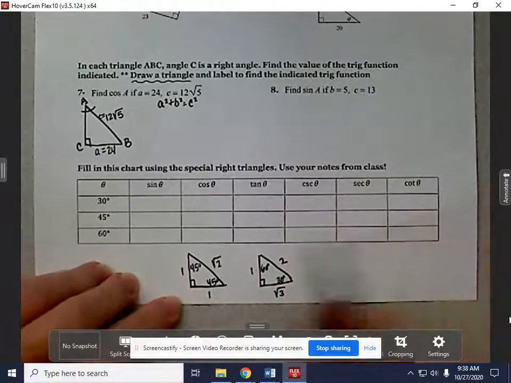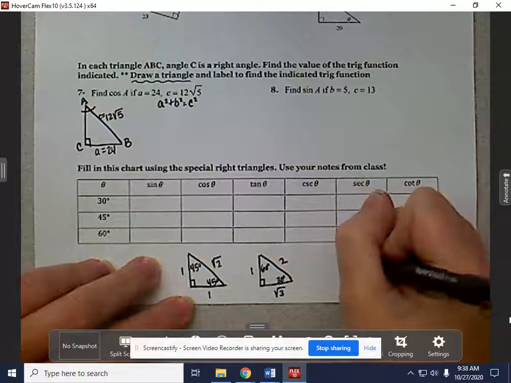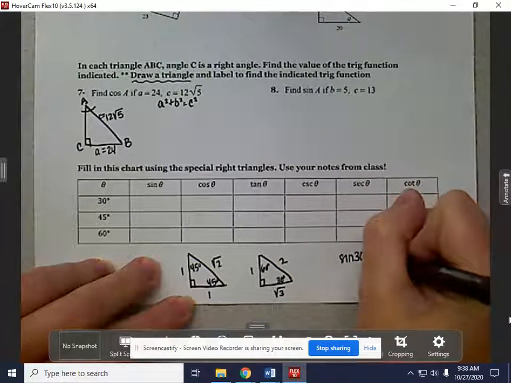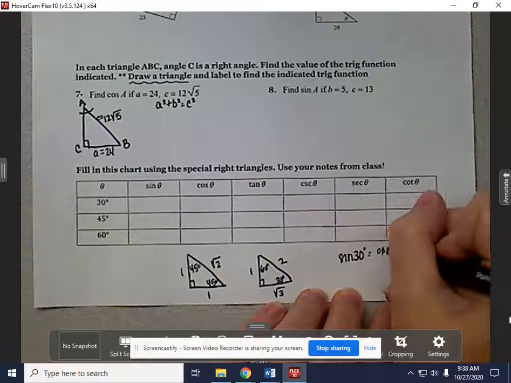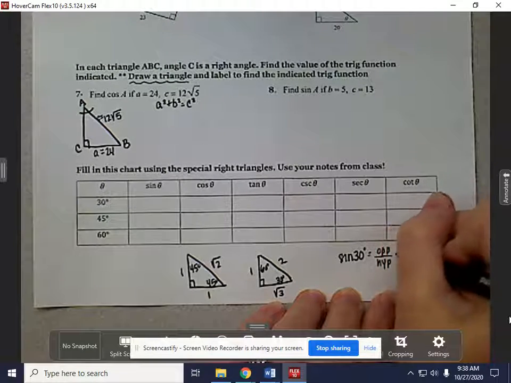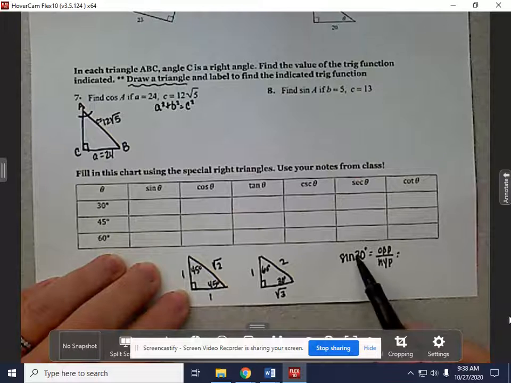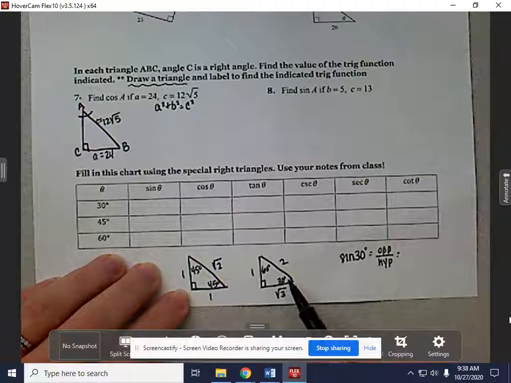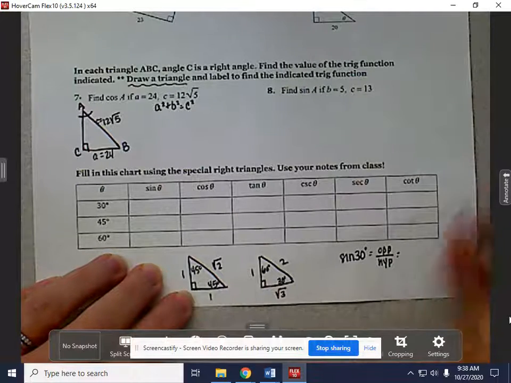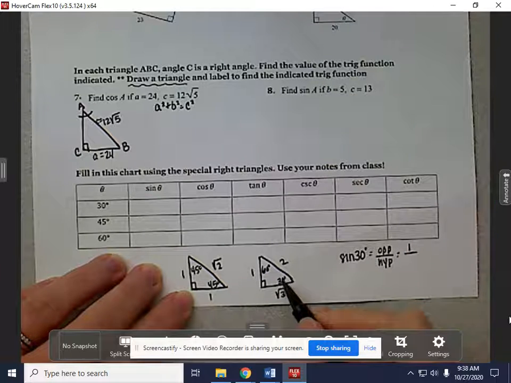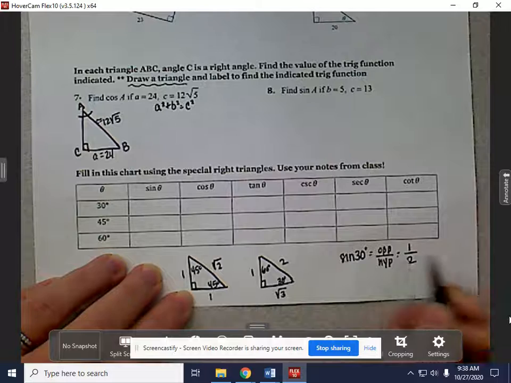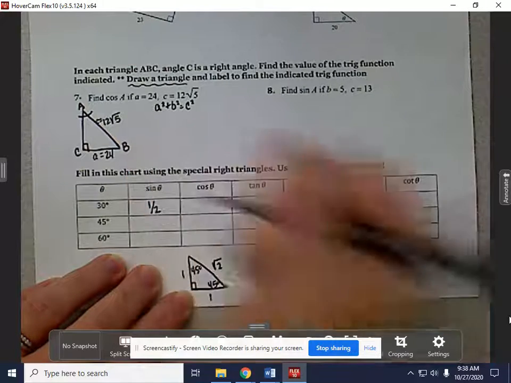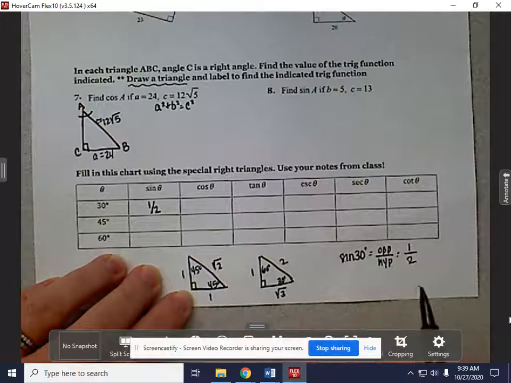So you pick something. Let's say I wanted to do sine of 30. I'll just do it off to the side here. I'll remind you of what I'm doing. Sine is opposite over hypotenuse. Okay? So you're going to go to 30 degrees, which is right here. You're going to find the opposite of 30, which is 1. You're going to find the hypotenuse of this triangle, which is 2. So when it asks for sine of 30, I'm going to fill that in with 1/2. And then you would just do that for the rest.